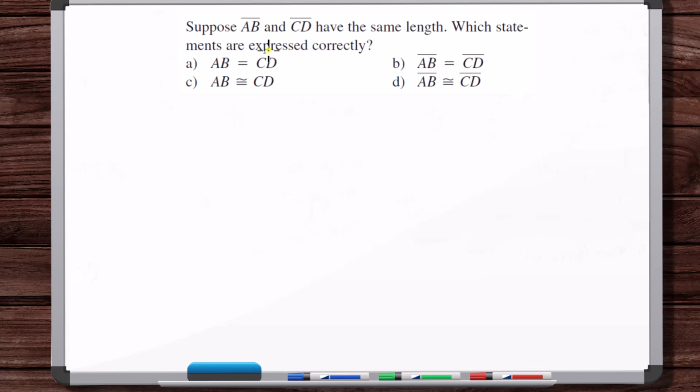Well, line segments and angles are simple enough that their measure could only be referring to the length of the line segment. And with an angle, you could only be referring to the measure of the angle. So if two line segments have the same length, then obviously their lengths are equal, but you can't say their lengths are congruent. This is two numbers. Two numbers aren't congruent. That makes no sense. But since they have the same length, that also means that the segments are going to be congruent.